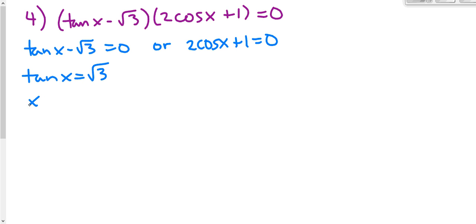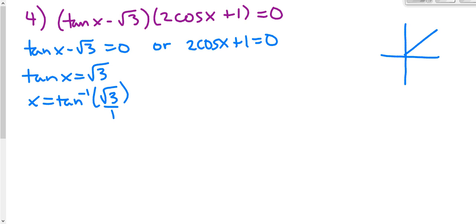Then we'll take the inverse tangent of both sides. X equals inverse tangent of square root 3. You can think of it as square root 3 over 1 if you want to. So that's positive, so tangent is positive in quadrant 1 and quadrant 3. Tangent would be opposite over adjacent, so square root 3 over 1, square root 3 on the opposite, 1 on the adjacent. You can make them negative in quadrant 3.